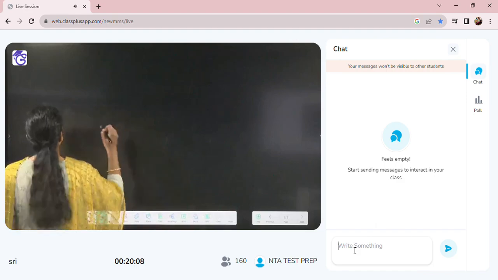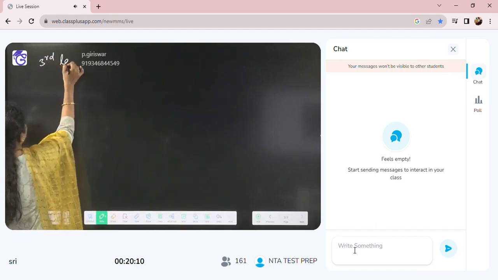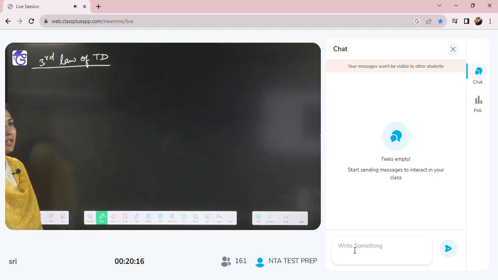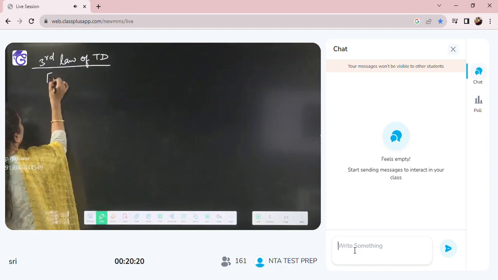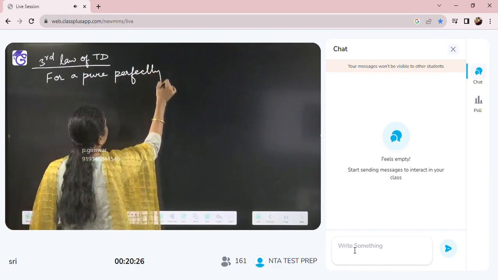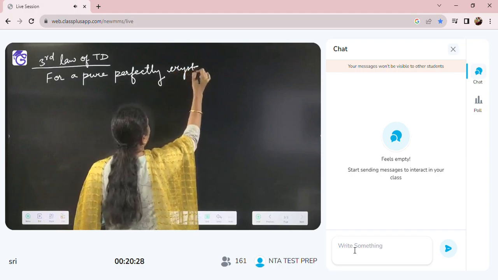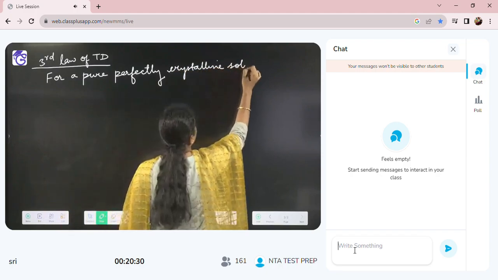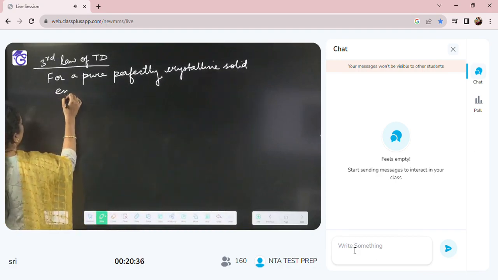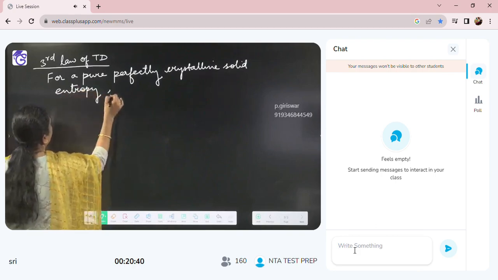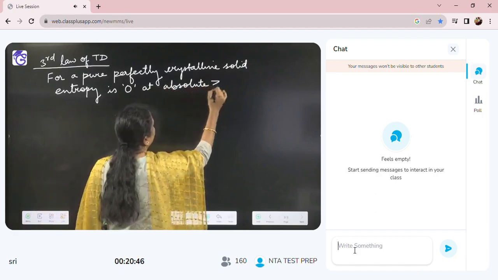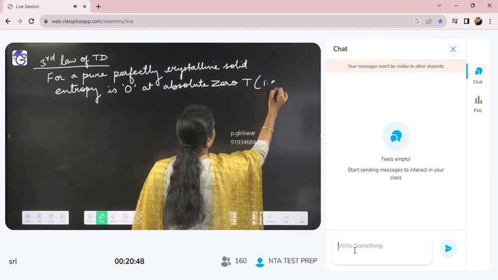Now let us go further to the third law of thermodynamics. This is a very simple law, right? I'm writing the statement here, then we'll try to understand. So we can write down: for a pure, perfectly crystalline solid, entropy is 0 at absolute 0 temperature. At absolute 0 temperature, that is 0 Kelvin.